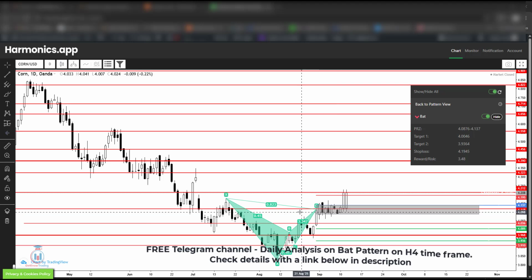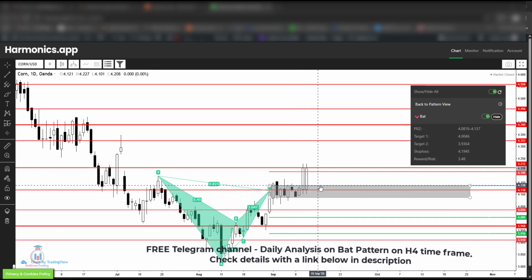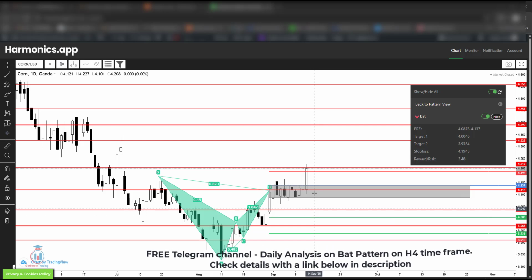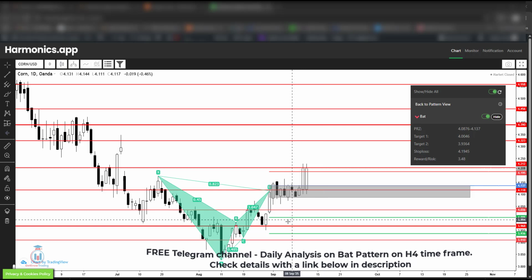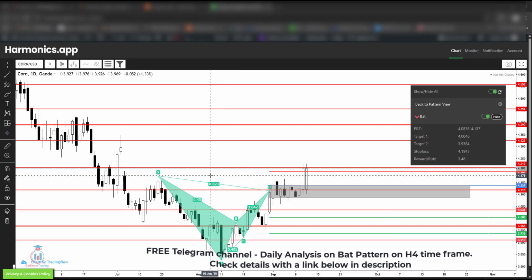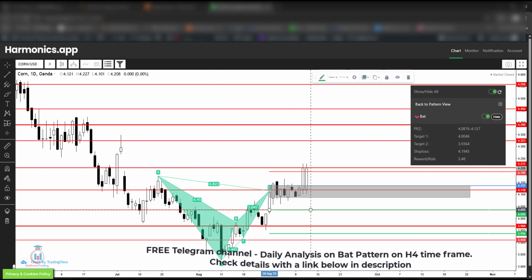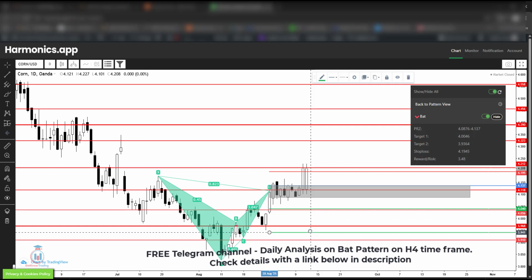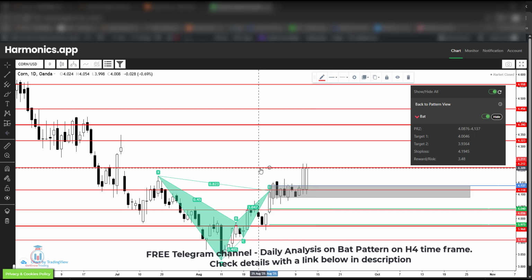These are the levels which have been detected with the scanner and placed on the chart. This is the stop loss, this is the potential reversal zone, this is the entry level, this is take profit level 1 and take profit level 2. In my analysis which I made in the week before, I moved my take profit level 1 here, take profit level 2, and the stop loss right here where this resistance level is.